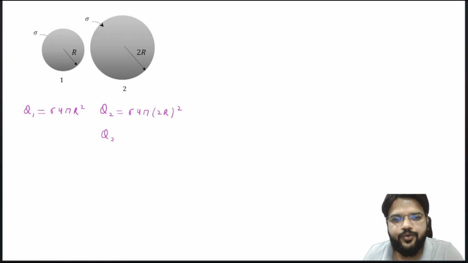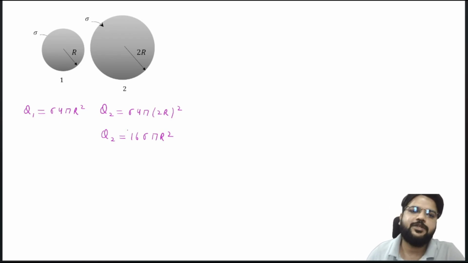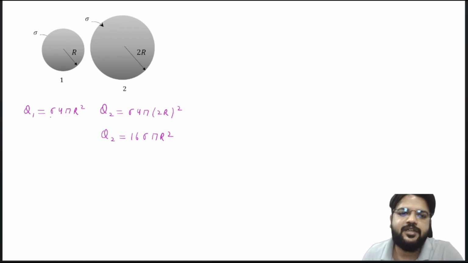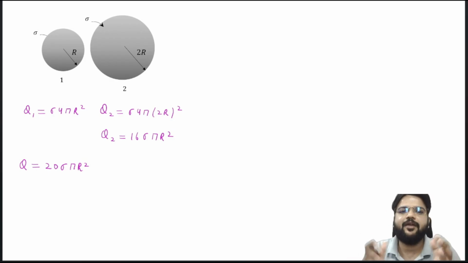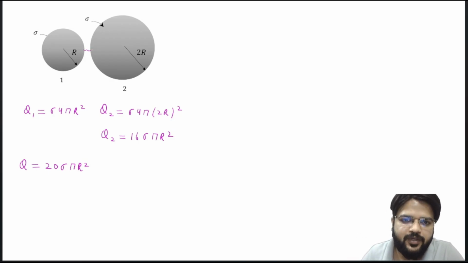So how much is it? Q2 equal to 16 sigma pi r square. So the initial charge on the first sphere is 4 sigma pi r square, and on the second it is 16 sigma pi r square. So what is the total charge here? Total charge is Q1 plus Q2, which is 20 sigma pi r square. This is the total charge on both the spheres. Now we are making contact between these two spheres. So here redistribution of charge occurs.